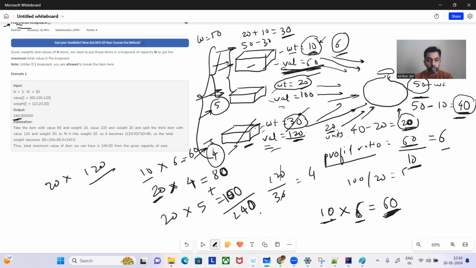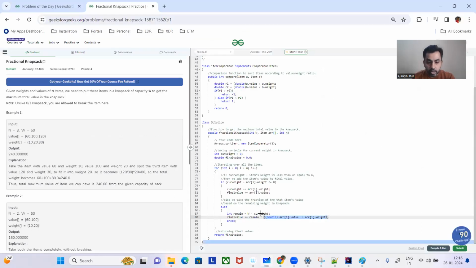The value is 120, so the profit ratio is nothing but 4, we saw. So 20 remaining weight times 4, which is 80. So we are adding that to the final value. Yes, so this is the solution. Once we are done, we'll break because there's no capacity left in the knapsack. Okay, let's submit the code.